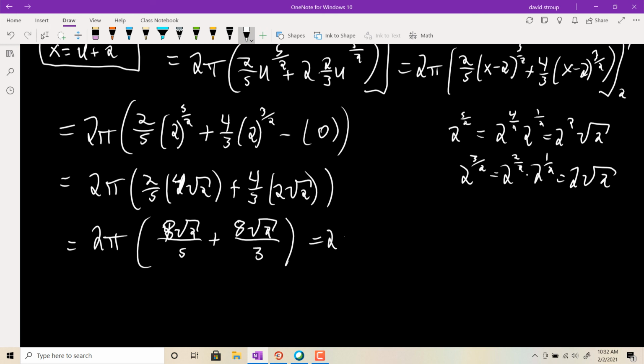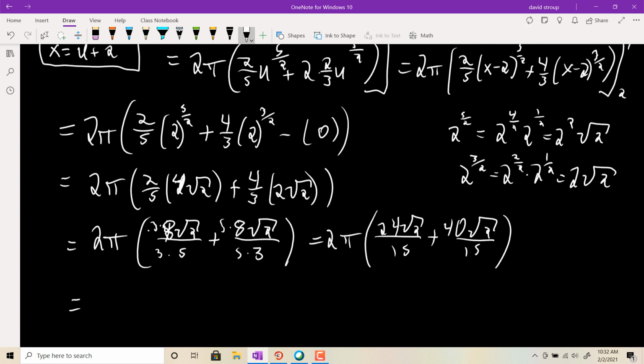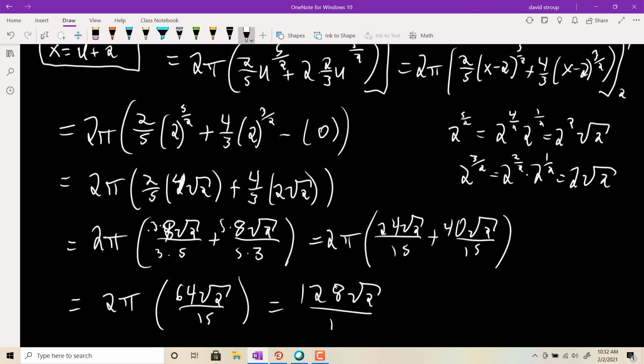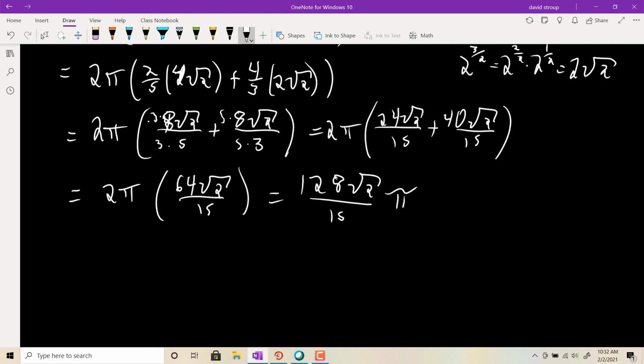Find a common denominator, so you got 2 pi times, multiply top and bottom by 3, apparently. So you get 24 root 2 all over 15 plus, multiply top and bottom by 5, 40 root 2 over 15, which is going to be 2 pi times 64 root 2 over 15, which is, at the end, 128 root 2 over 15 pi's. Okay. All right, what's next?